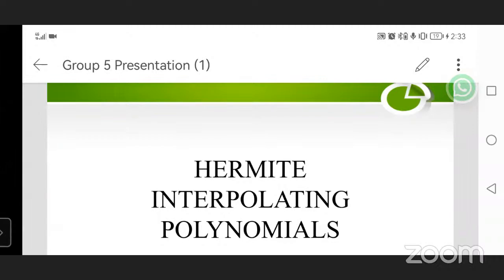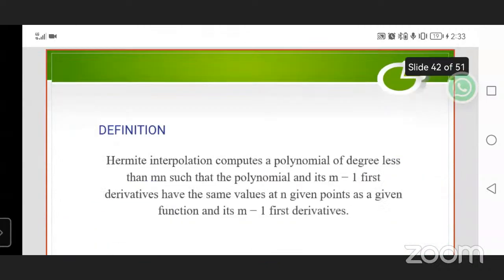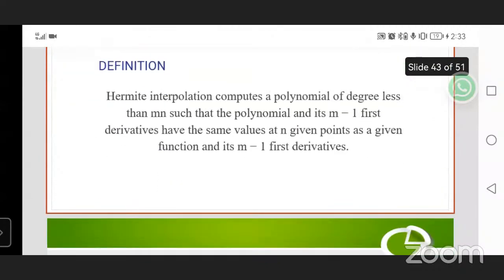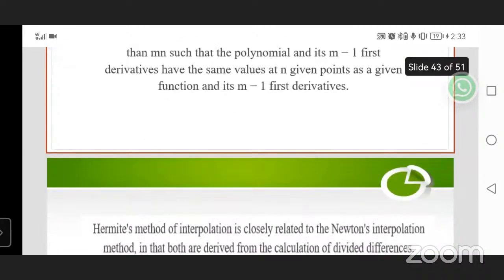Today I'm talking on Hermite interpolating polynomials. So I'll give a brief definition on it before I start. The Hermite interpolation computes a polynomial of degree less than mn such that the polynomial and its n-1 first derivatives have the same values at n given points as a given function and its m-1 derivatives.